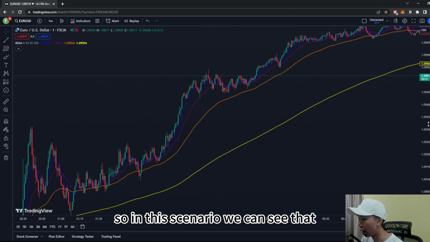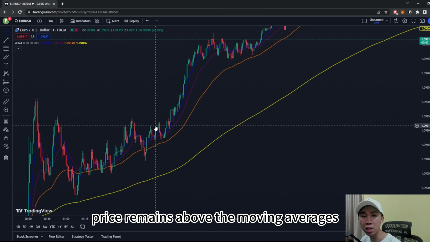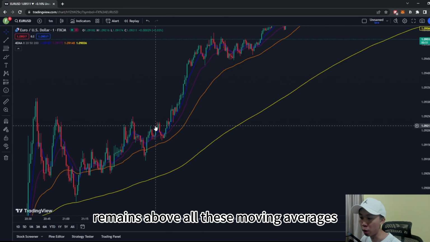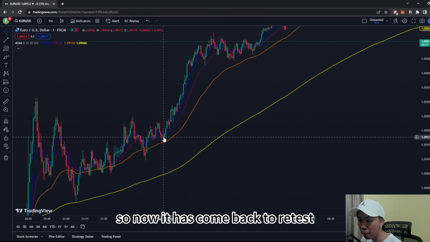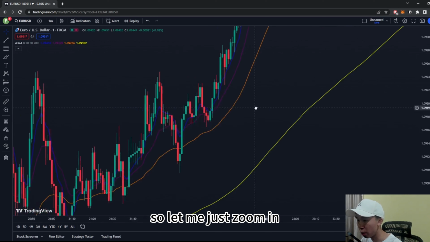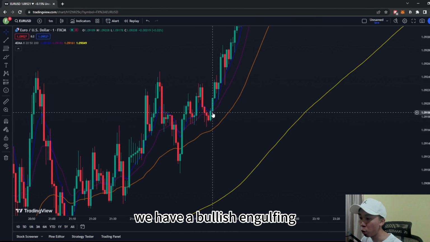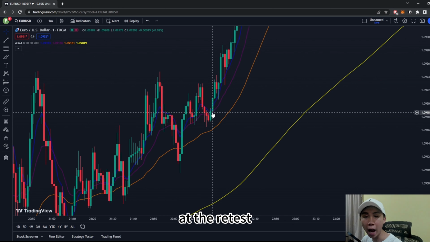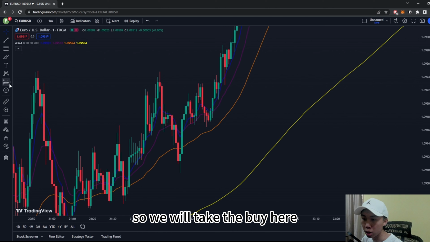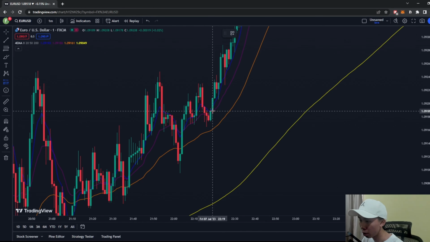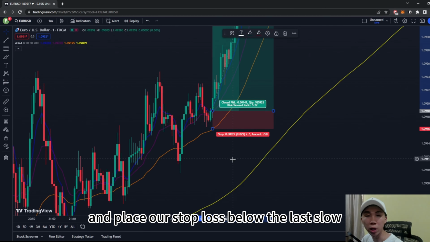So in this scenario, let's say we are here. Price remains above all these moving averages. Now it has come back to retest, so let me just zoom in. When the retest happens, we have a bullish engulfing at the retest. This is a very good sign for us to take the buy. So we will take the buy here once the candle closes and place our stop loss below the last low.